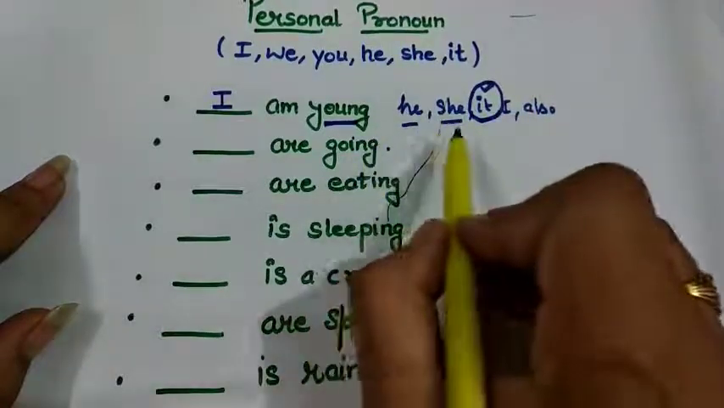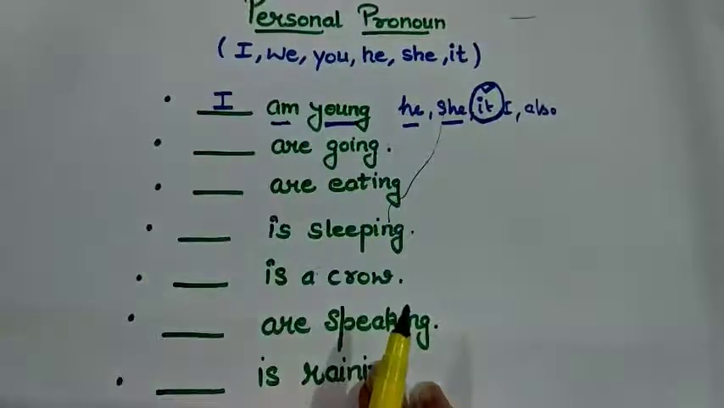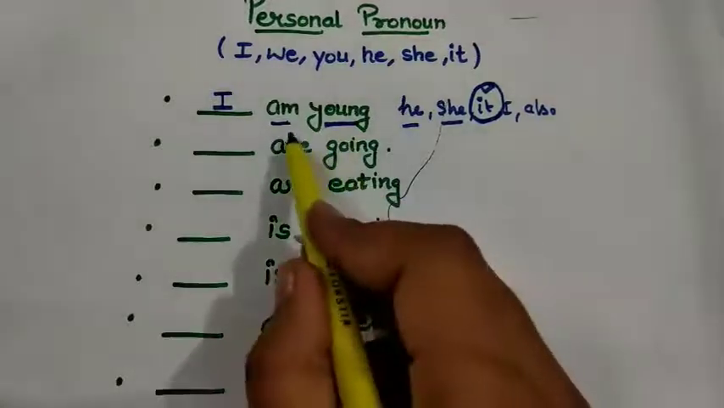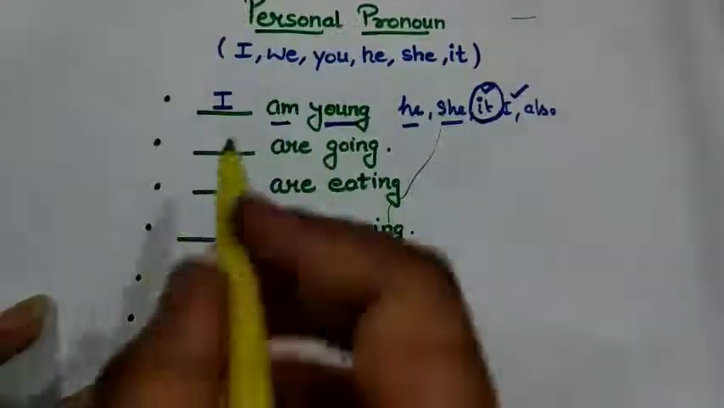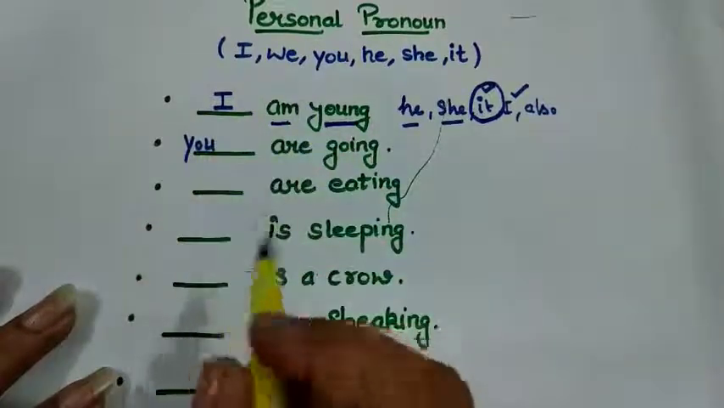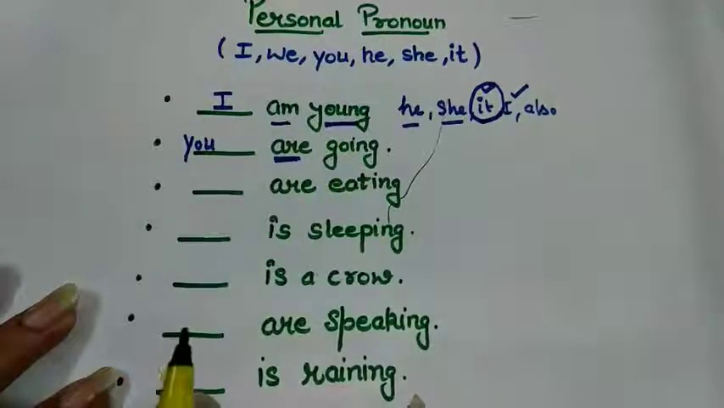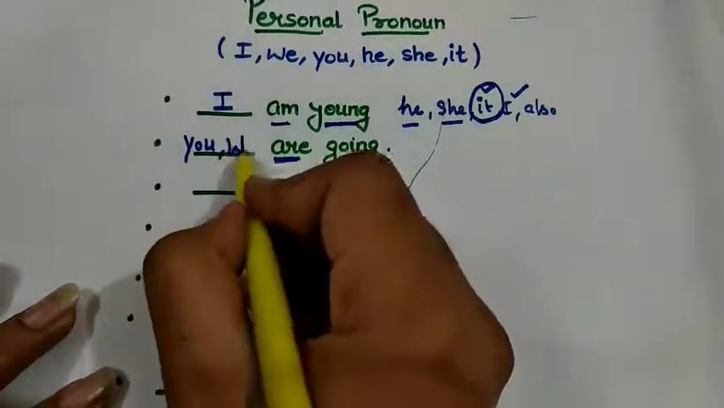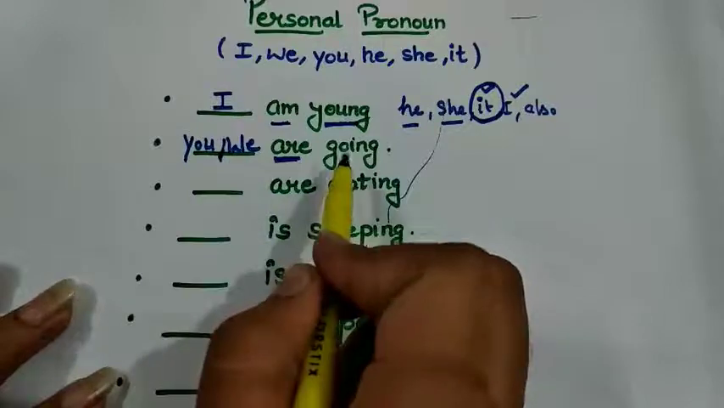Now he and she. Here I am using am, and if you haven't seen my very first video, please go and watch. I have told there how we can use is, am, and are. We use am with the first person, so here we can write I am young. In the second example I can write you are going. Why? Because are is always used with the second person. Also we can say we are going. Both the words satisfy our example.